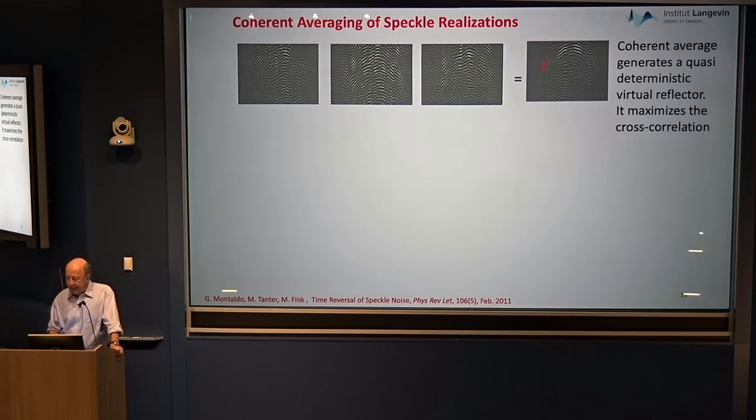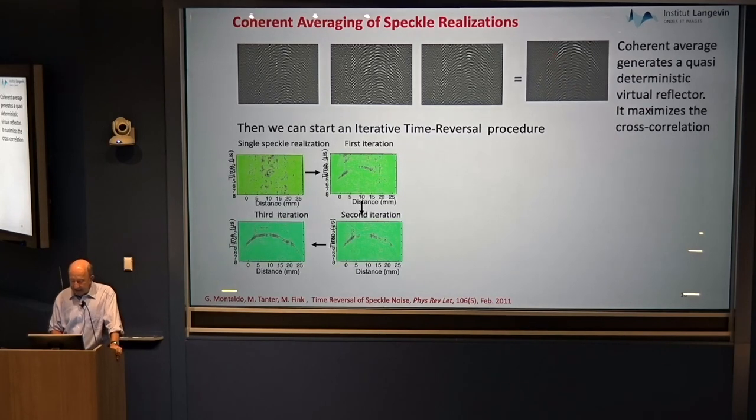And now you can average them coherently to create a kind of deterministic virtual reflector by maximizing the cross-correlation between all these signals. And now you have, after some time, even if you have focused in the medium very badly because you have an aberrator, you create a kind of echo from a virtual reflector which has the shape of your initial focal spot. But the focal spot can be big if you have aberration. And now you can iterate this, and you can do the time reversal iteration.